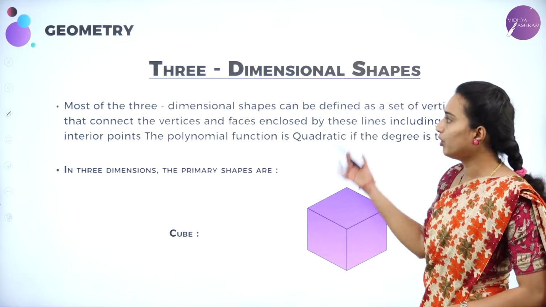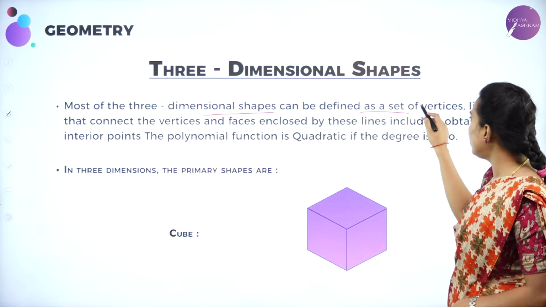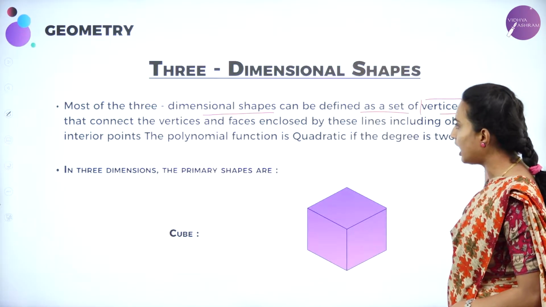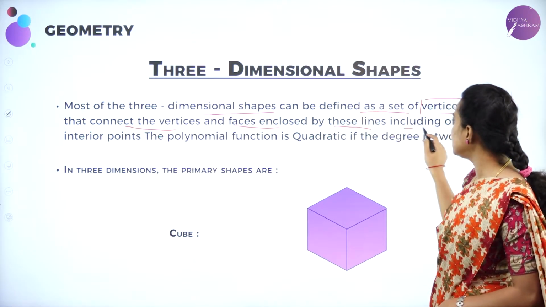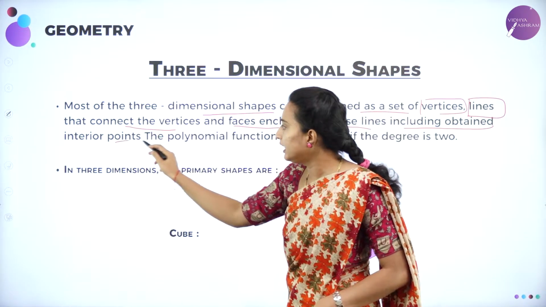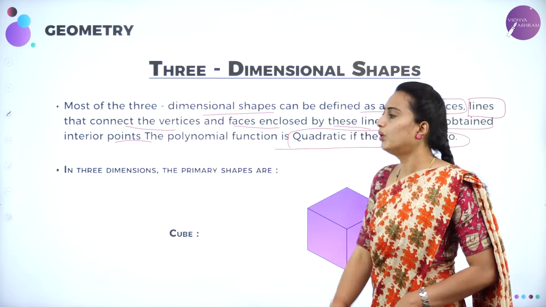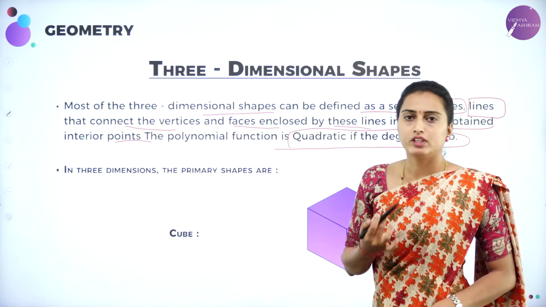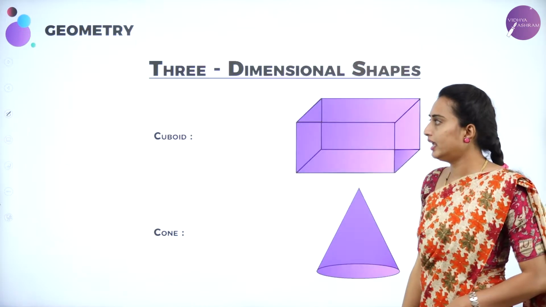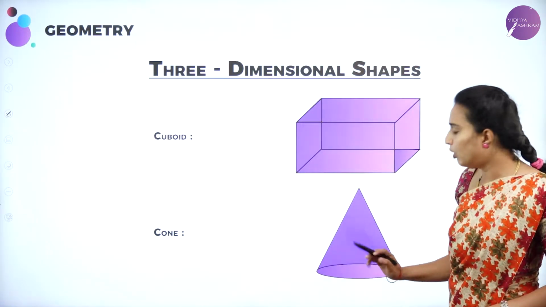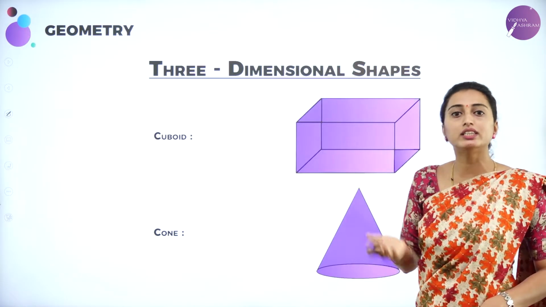Next, we'll be moving on to 3-dimensional shapes. Most 3-dimensional shapes can be defined as a set of vertices, a set of lines that connect the vertices, and faces enclosed by these lines, including the interior points. Here I have taken some shapes: the cube will be like this, and next we have taken a cuboid and then a cone. You cannot see the backside face, correct? That is called 3-dimensional.